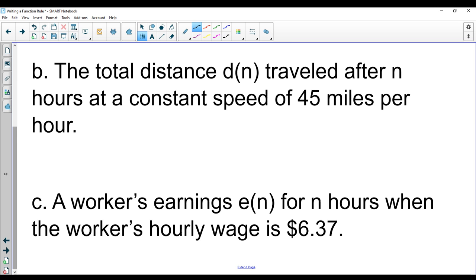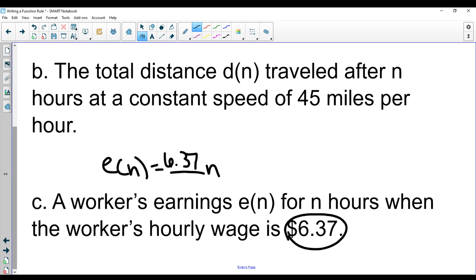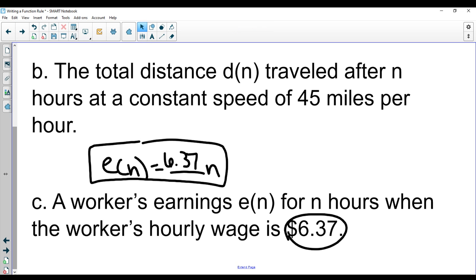So last one, a worker's earnings E of n for n hours. So I'm going to put my blank for my number in front and then n. When the worker's hourly wage is $6.37. So it's just like this traveling question. You work 1 hour, you get $6.37. When you work 2 hours, you're going to get $12 and some odd cents. You just multiply this number for every hour you work. So $6.37 times n is going to be your function. All right? Let's go on to the next one.